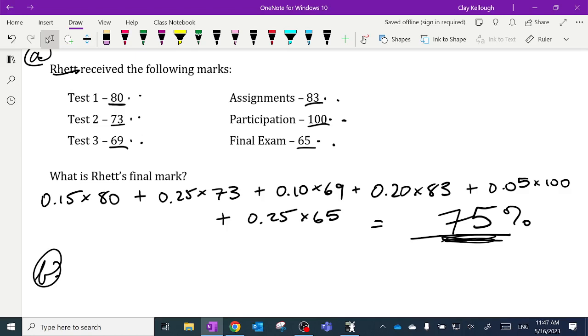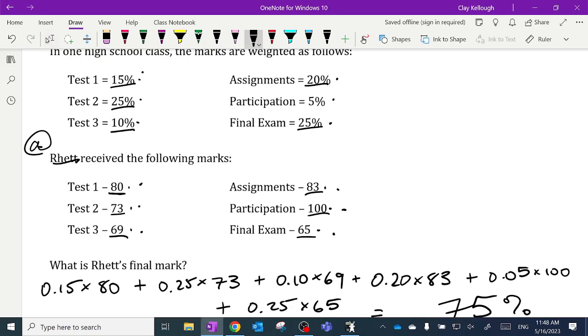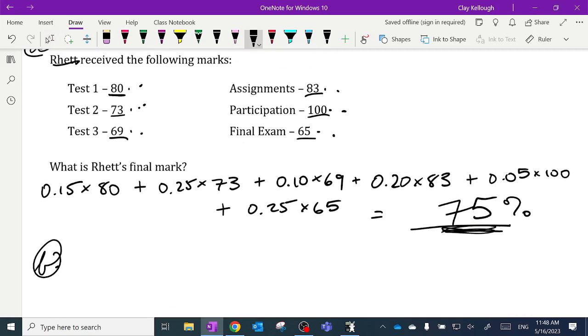I want some participation here, guys. What do you think? Does everybody, first of all, understand the question? If I wasn't taking 15% of this number and 25% of this number, etc., if I just said all these are worth the same, are you going to beat 75%? What do you think? Well, that's the question, isn't it? What are they all worth? How do you calculate an average if they're all worth the same?